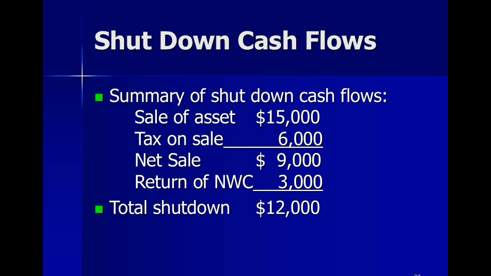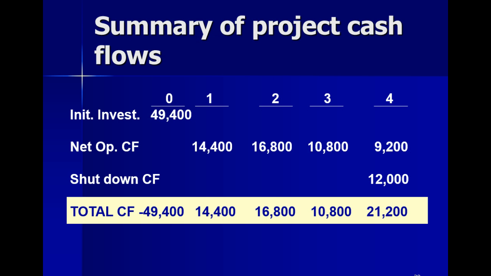Okay, so here's an example. Sell the asset for $15,000. The tax on that sale is $6,000. So the net sale is $9,000 after you pay your taxes. The return on working capital is $3,000. You don't pay tax on working capital. And then the total shutdown value is you're getting $12,000 back when you end that business. So that becomes part of your shutdown.